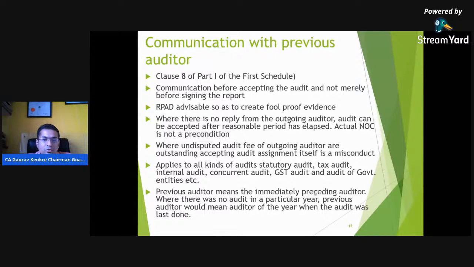And the previous auditor would mean the immediately preceding auditor. Even if, for example, there was no audit in financial year 19-20 and for 20-21 you are being appointed as auditor now, you need to then communicate with the last auditor who was handling that matter. So you need to go back to the auditor of at least FY 18-19 and then talk to him and then go ahead with the assignment.